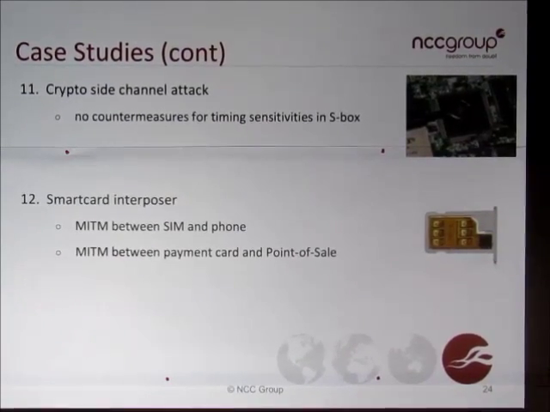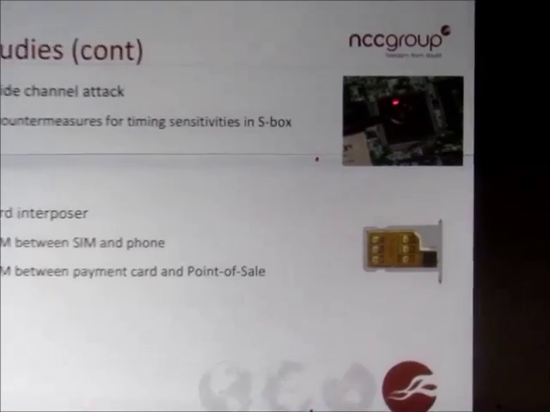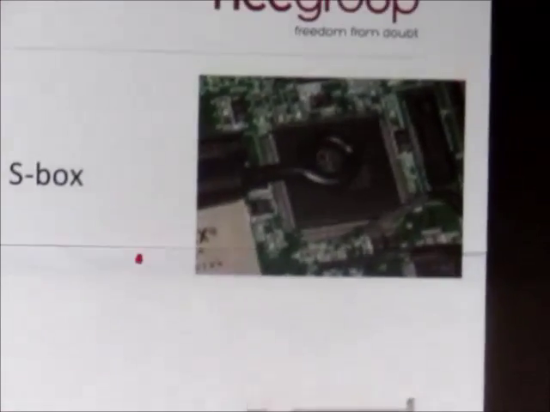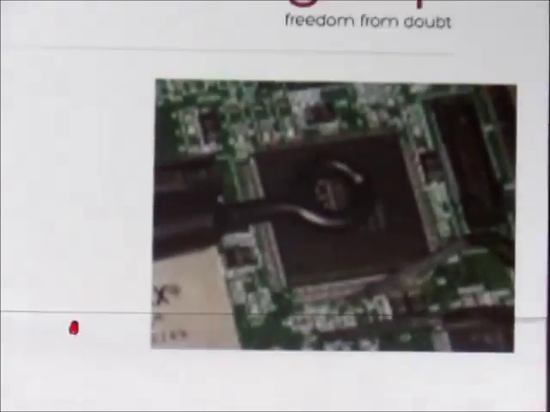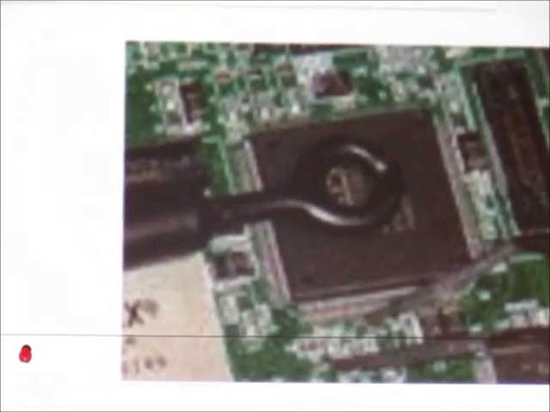This is a good picture. This is an RF probe sitting on top of the chip, basically measuring the difference between a computation that has a 1 and a computation that has a 0. Each one will have a subtly different signal, so you can measure that in medium spectrum.